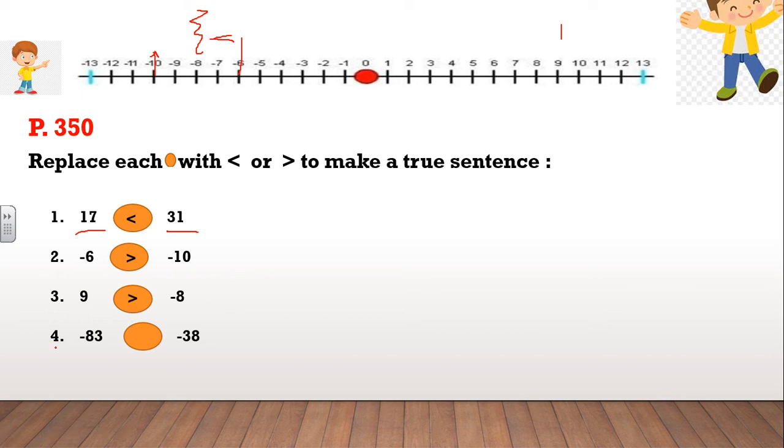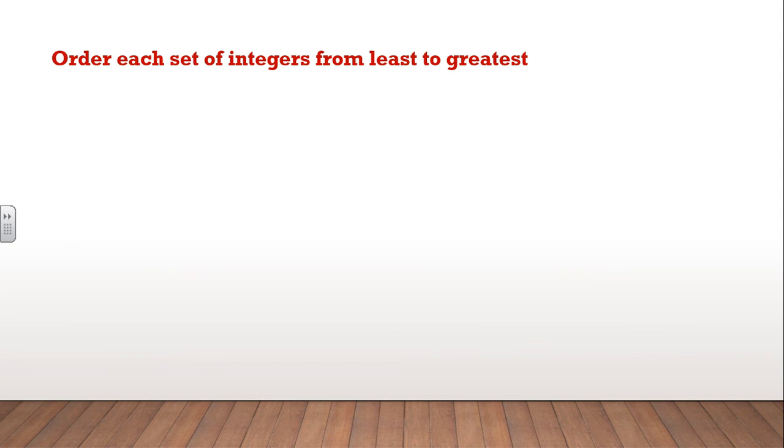Okay, question number 4. Here we have negative and negative, okay? And we know that when we have a small negative number, it's bigger than the big negative number. Here we have 83 and here it's 38. Okay, in the negatives the small negative number is the big one. Okay, be focused on that. All right, let's see the next question.